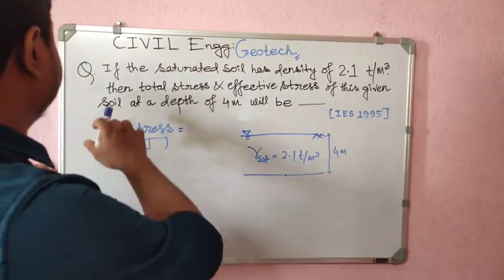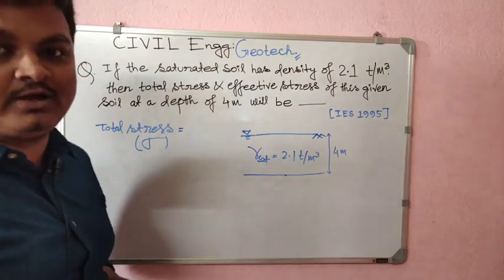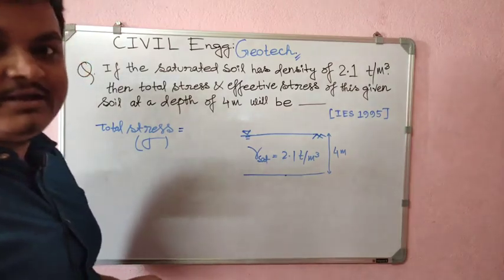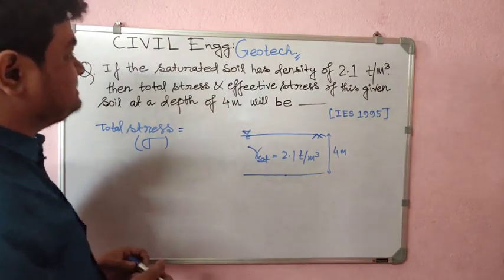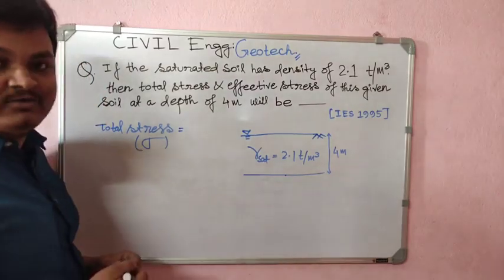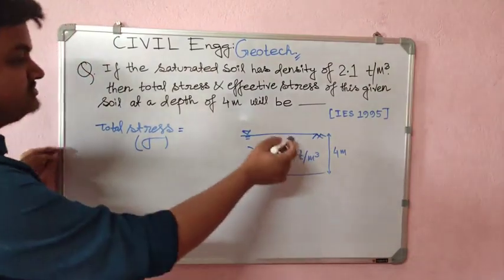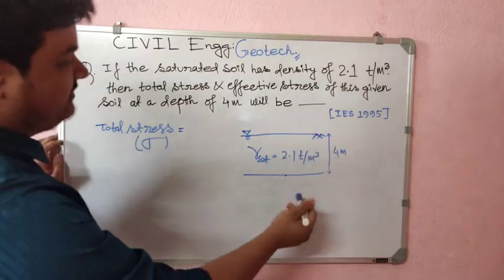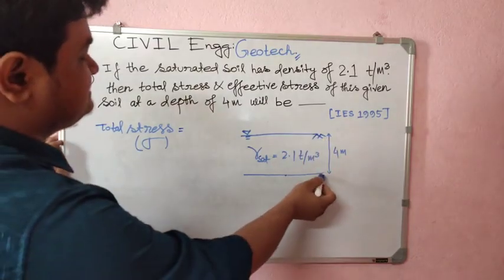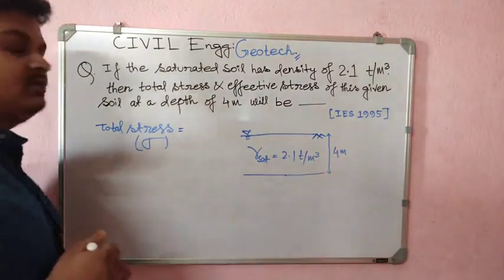What is told here is that the saturated soil has a density of 2.1 ton per meter cube, and we have to find the total stress and effective stress of this given soil at a depth of 4 meter. You can see the picture, I have already drawn it. So we have to find out the effective stress and total stress of this saturated soil.